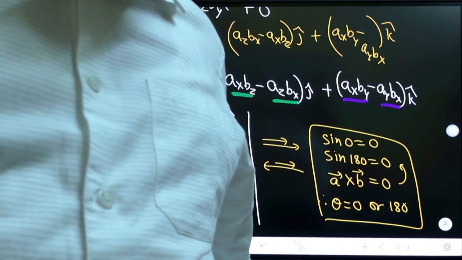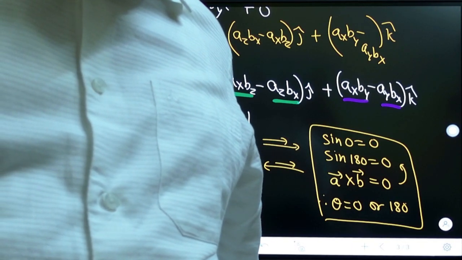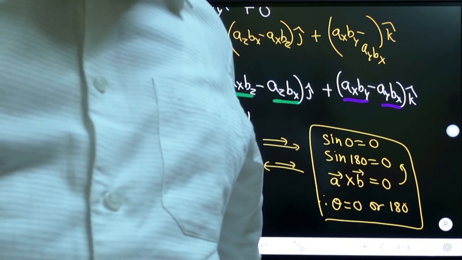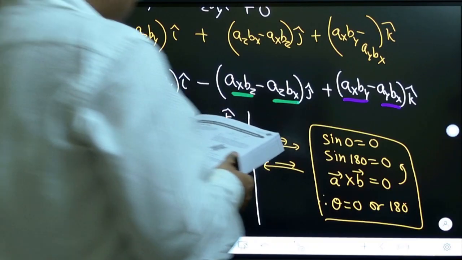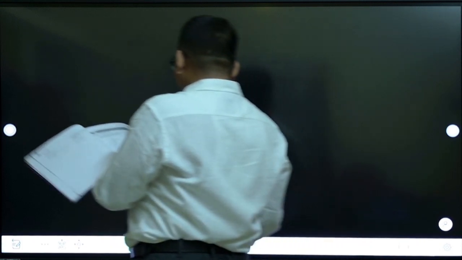Okay, so let us discuss some questions on this, a good level of question. I've just seen this book, it looks like a nice book. Okay, let us try this. Advanced question it is.